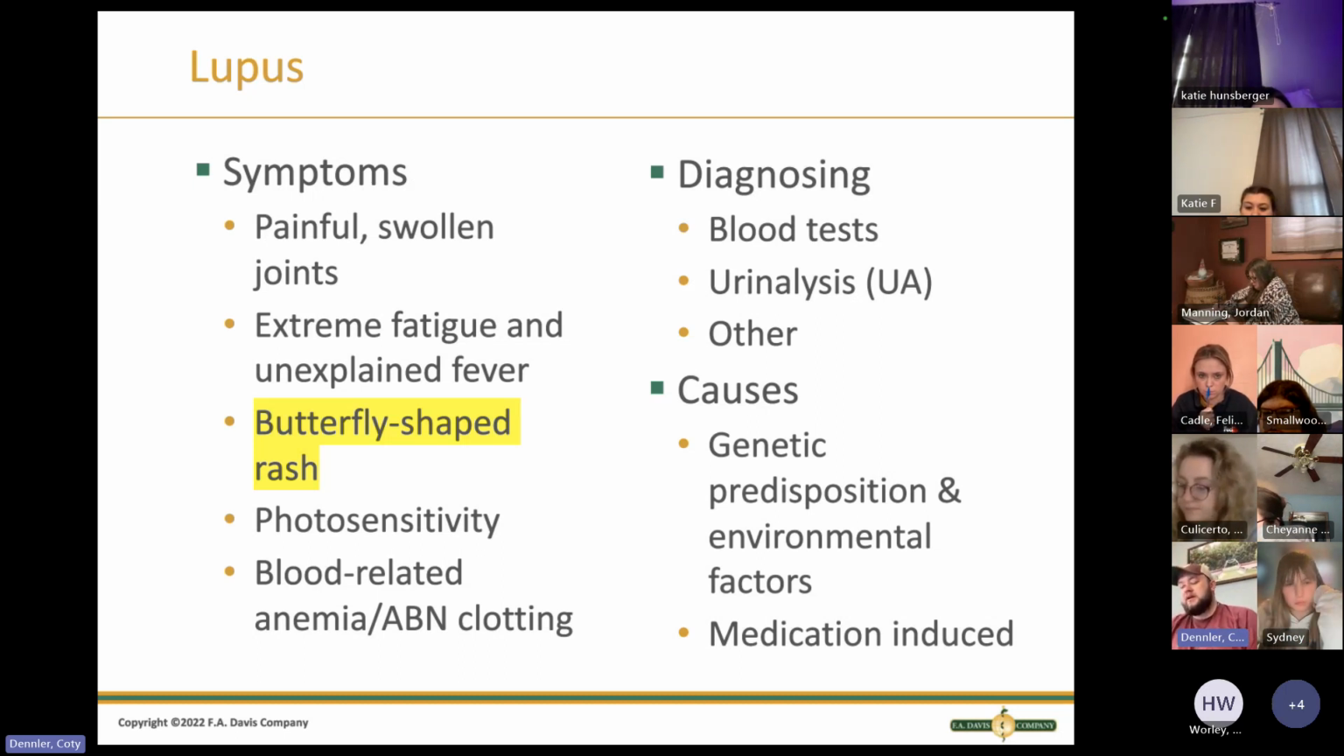Now, this one's pretty easy to diagnose. There's blood tests for it, and there's a UA test or urinalysis test for it. Some causes here are they may have a genetic predisposition to it. They might have some environmental factors. Again, when you're talking about these systemic arthritic things, it's kind of like talking about a mental health disorder. They're not mental health disorders, don't hear me wrong, but remember when we talked about diagnosing a mental health disorder, it's very difficult to do because you can't see into their mind. Finding the causes for these is difficult.